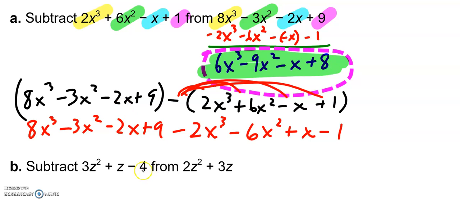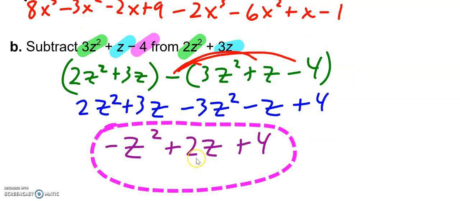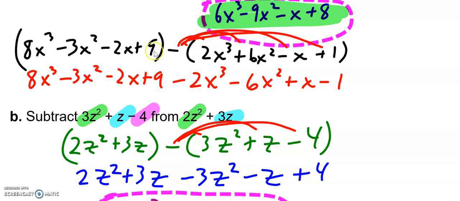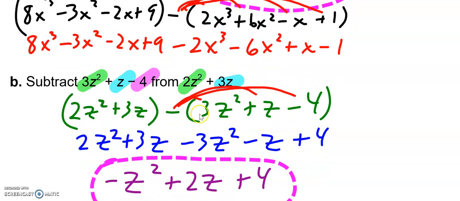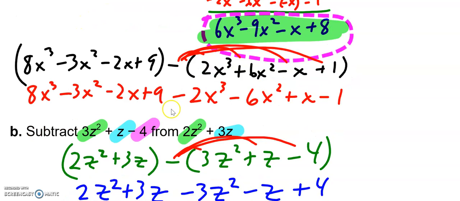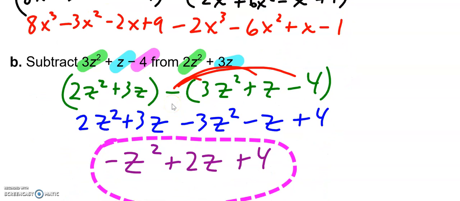Either way, I want you to try B. Pause the video, unpause when you're ready to check. All right, so hopefully you got negative z squared plus 2z plus 4. So again, I chose here to do the process that I showed up here. If you chose to do this sort of process, that's fine also. It doesn't matter. You should get the same answer either way.